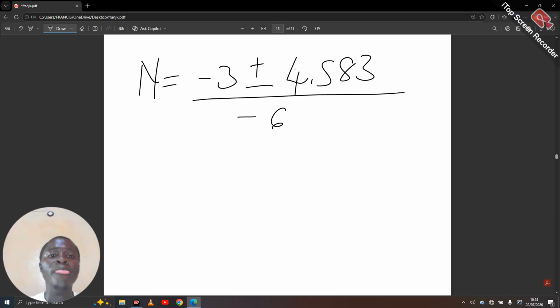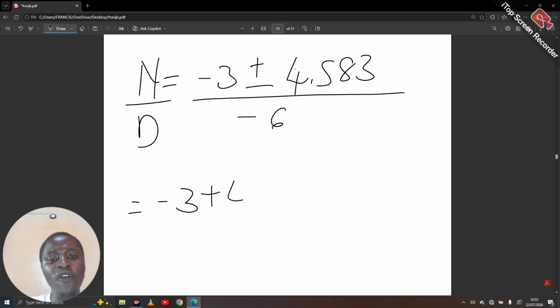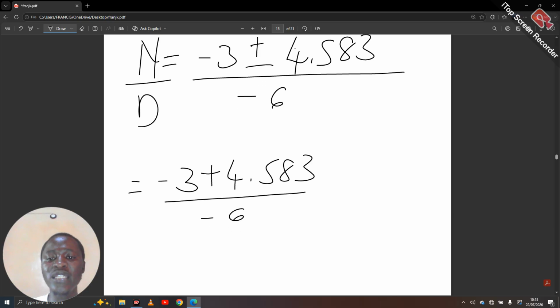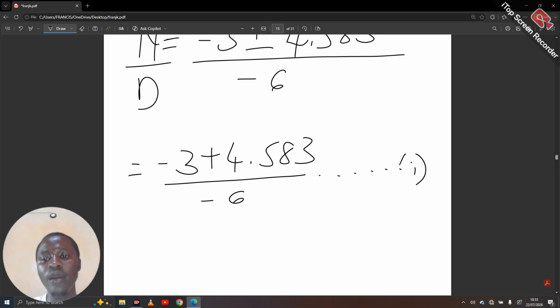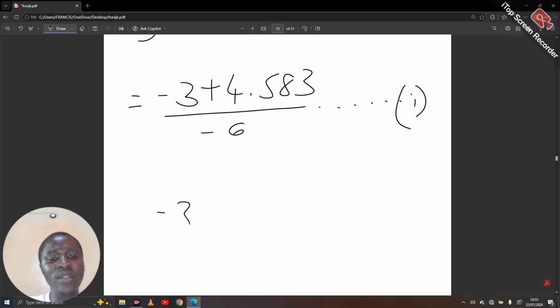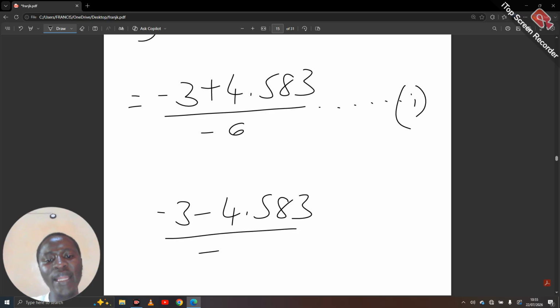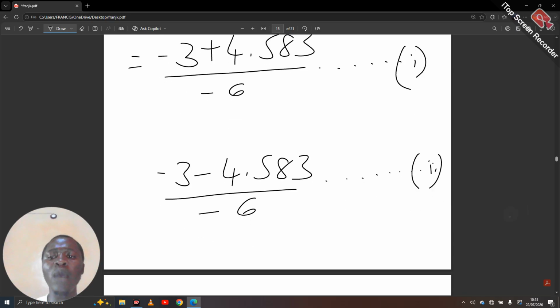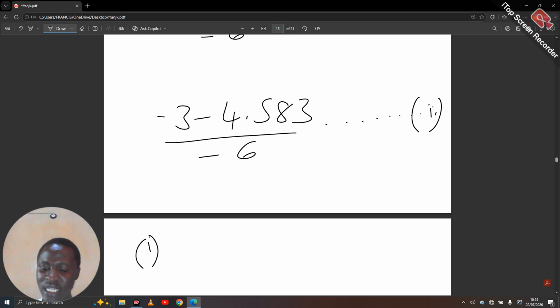Now, all over the denominator. As for the numerator, for the first part of the question, we shall have -3 plus 4.583 divided by -6. That one will be the first answer. And the second answer will be -3 minus 4.583 all over -6. This one will be the second answer. So as for the Roman one, just use a calculator.